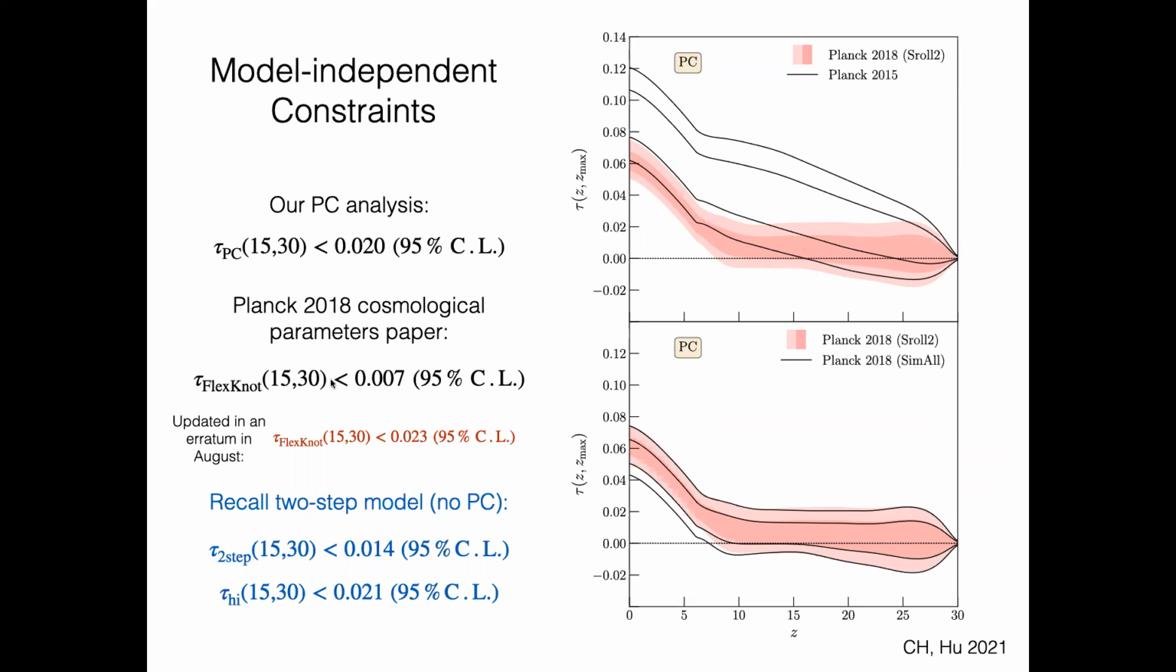What is interesting was that the Planck paper actually initially had, using a different method called FlexKnot, an upper limit of 0.007. I think with this paper and a different paper that also converged on saying that this is too low of a number, they ended up updating in the erratum just a month or two ago that they have fixed some mistakes, and so they end up with 0.023. So now we're actually having a consistent upper limit.